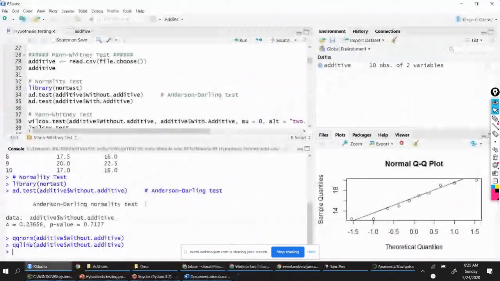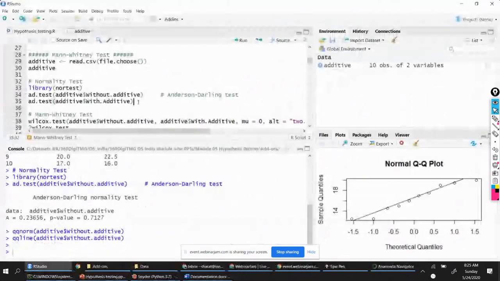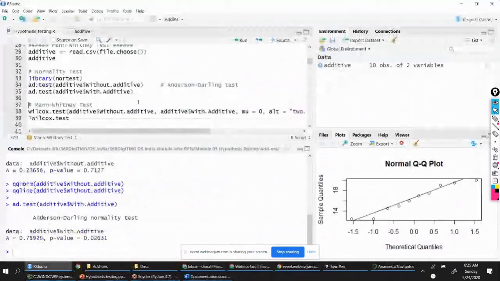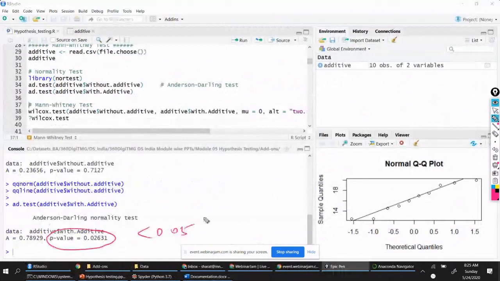Now let us also check for the second sample, which is additive field. And what does this additive field say? The Anderson-Darling test results in a p-value which is less than 0.05. If it is less than 0.05, then the slang, the statement that we have is p low, null go. P low, null go, right?